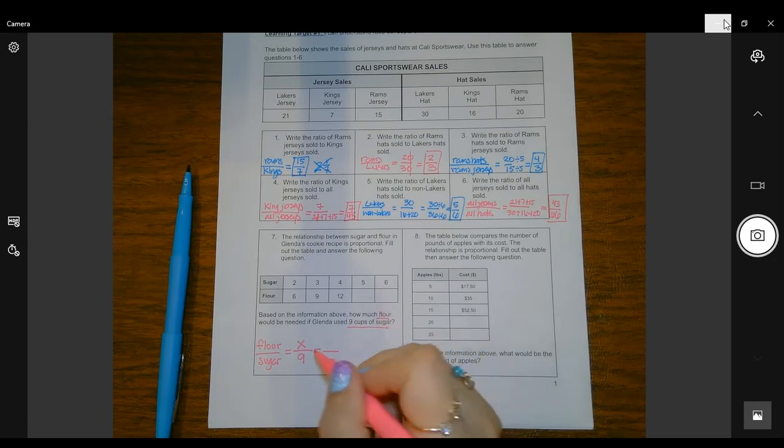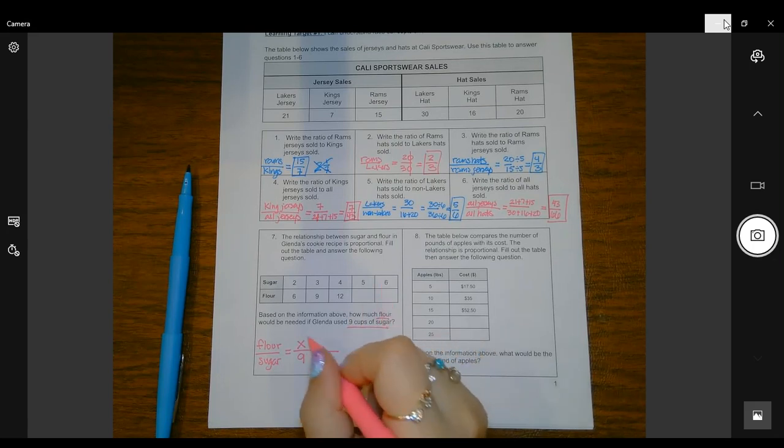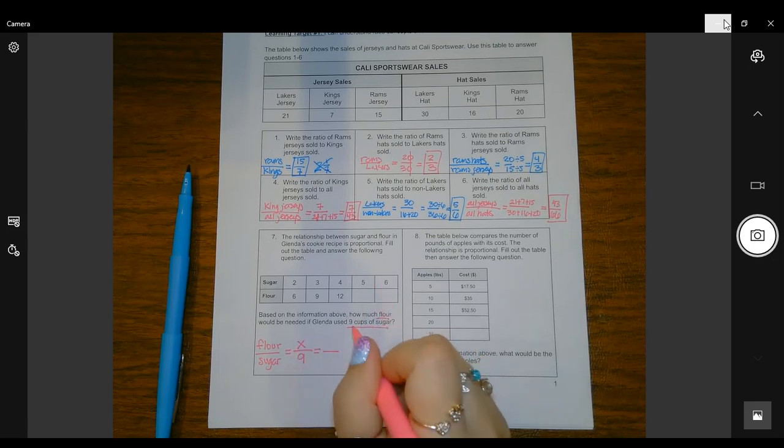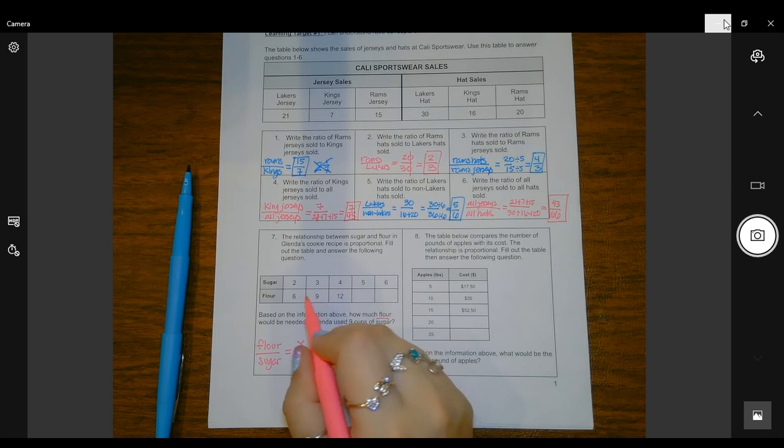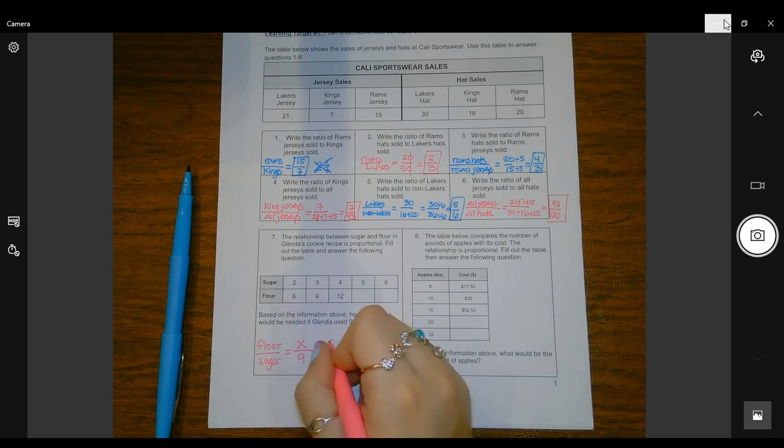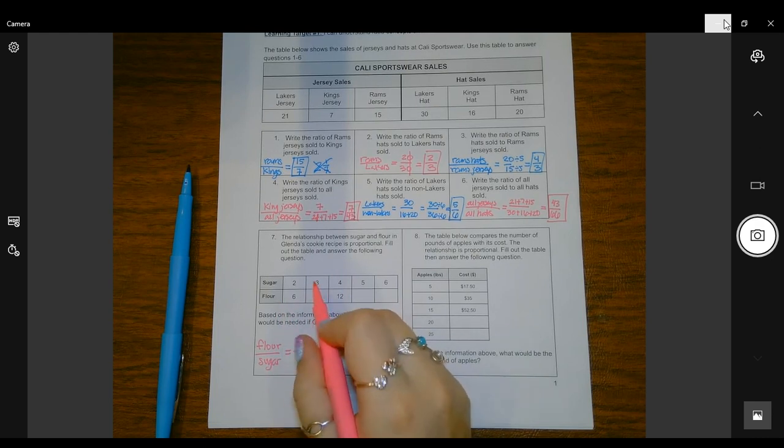Remember that a proportion is 2 ratios set equal to each other. So here's the one ratio from this sentence. The other ratio is going to come from this table up here. Well, from the table it said when you have 9 cups of flour, you have 3 cups of sugar.